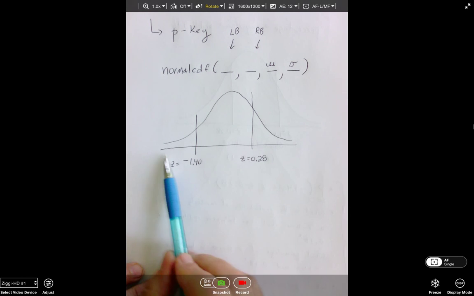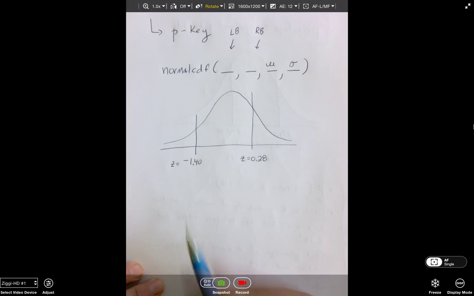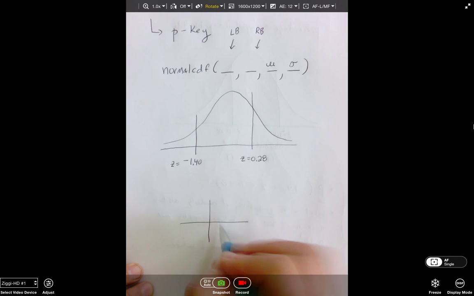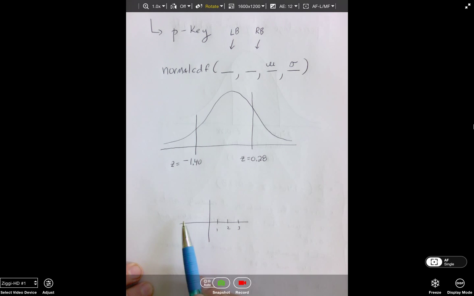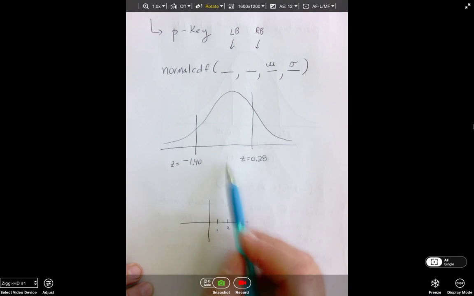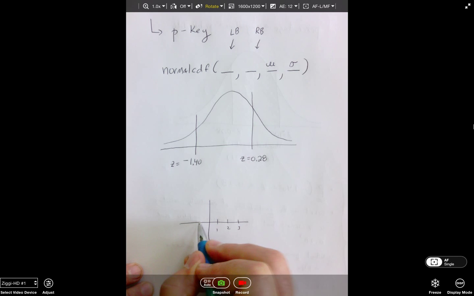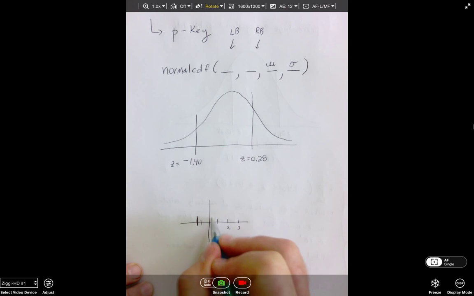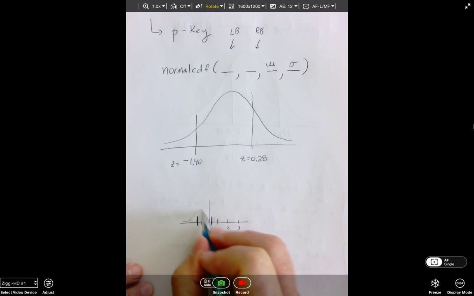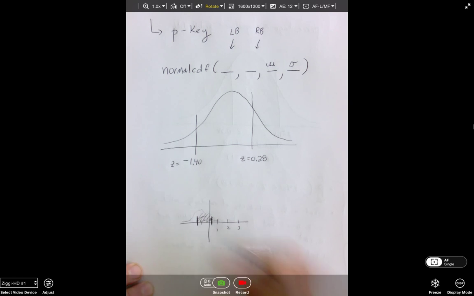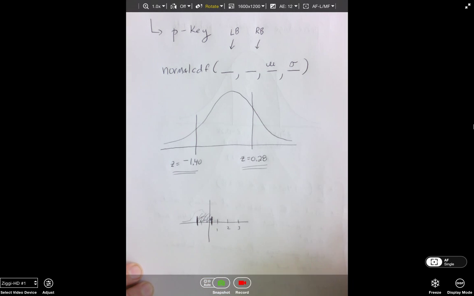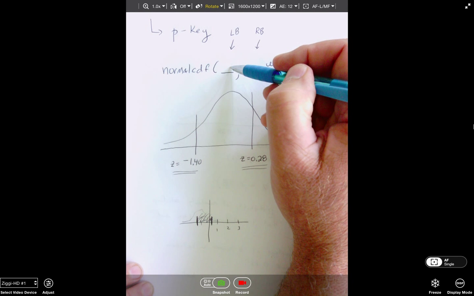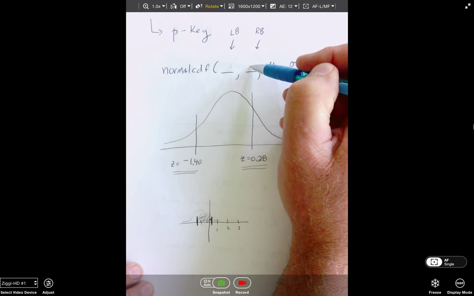Because, guys, remember, this is the x-axis. And when we're on the x-axis, numbers to the right are bigger than numbers to the left. So the biggest number has to be right here. Now the way this was figured out, we're going from negative 1.40 to 0.28. But regardless, the number to the left is always smaller than the number to the right. So the smallest number has to go here, and the biggest number has to go right there.